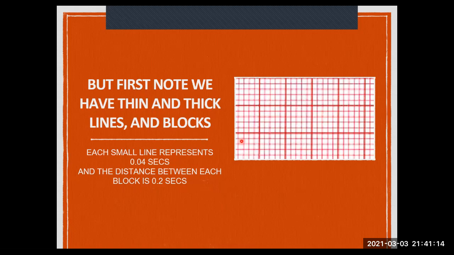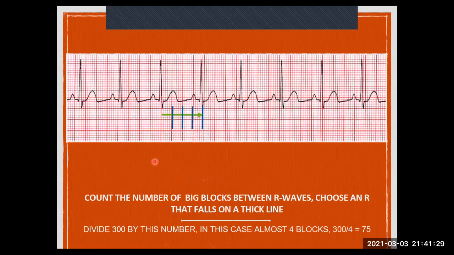Basically, the time it takes the machine to move from one thick line to the next thick line is 0.2 seconds. And the time it takes to move between the thin lines is 0.04 seconds. So that's how you work out timing on your ECG. It depends on your settings as well, but if you have your standard settings, that's how it works.